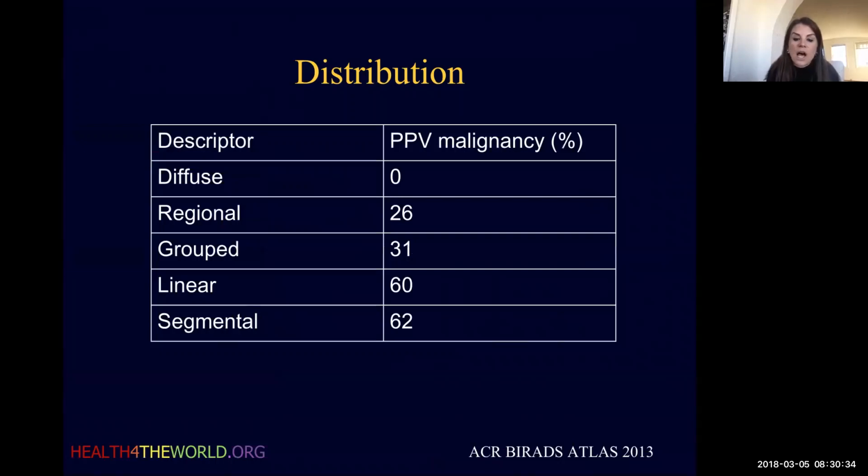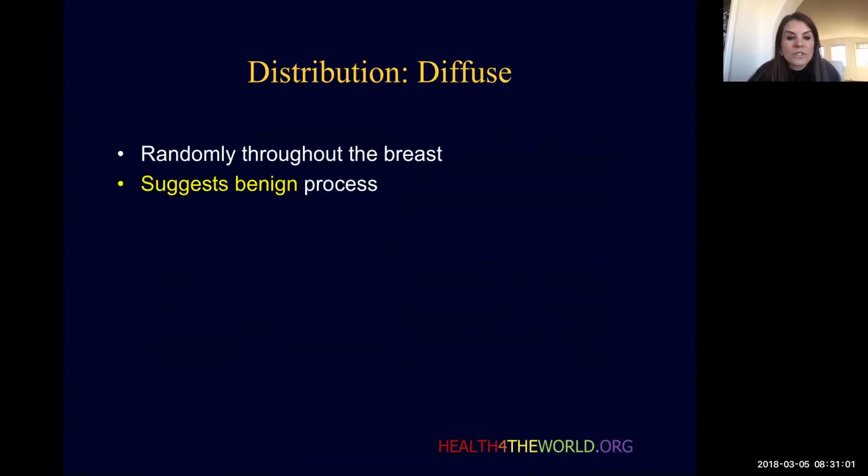First, we're just going to comment on this chart from our Rads Atlas showing the different positive predictive values of malignancy for these types of calcifications. We see diffuse calcifications are very rarely cancer, and the PPV increases as we go from regional to grouped to linear and segmental. Linear and segmental have very high PPVs of malignancy, so we want to make sure we're aware of what those distributions look like. So we'll start with diffuse.